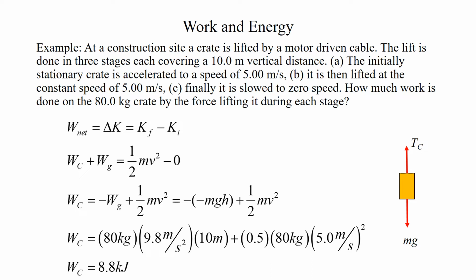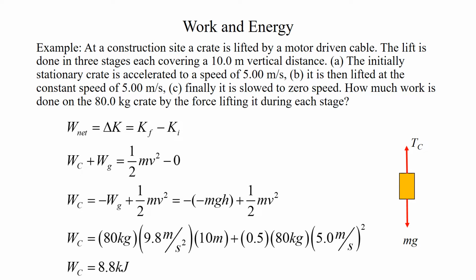So we have two forces doing work. We have the work done by the cable plus the work done by gravity, and then the final kinetic energy we write as 1/2 mv squared, and the initial kinetic energy is 0. And so solving for the work done by the cable, we get that equals the negative of the work done by gravity plus 1/2 mv squared. Now we can plug in the work done by gravity equals negative mgh.